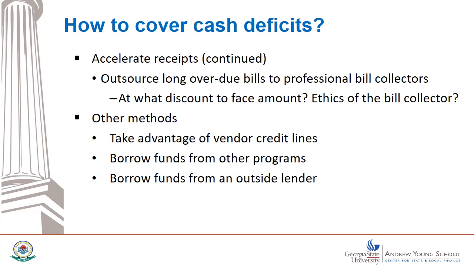What is the discount to face amount that you're willing to accept? Is it 50% of the original amount, 75%, or some other amount? You have to determine the amount of the original amount owed that you are willing to forego by getting someone else to collect the money.